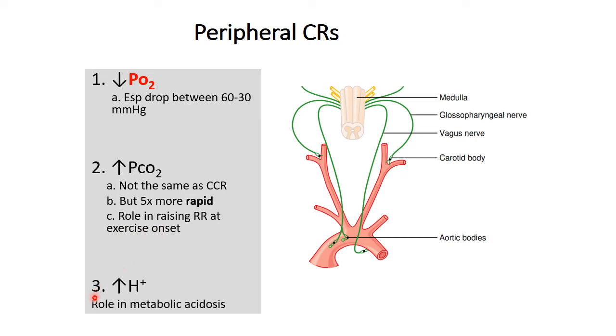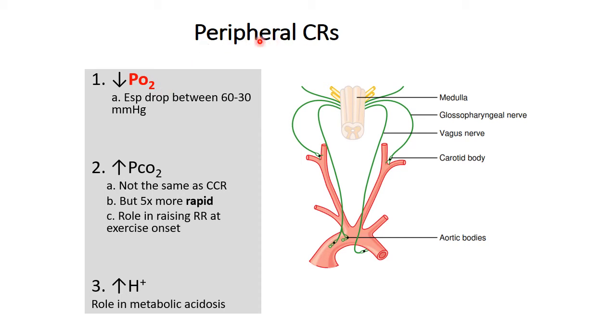Lastly, we have increased hydrogen ions themselves. So increased hydrogen ions also affect peripheral chemoreceptors. However, there are a couple of things that you need to understand about this. One is that this effect is independent of this effect. Why did this have to be clarified? Because in the central chemoreceptor situation, you have both of these things together. It's the PCO2, if you remember, which yielded hydrogen ions. So these are connected when we are talking about central chemoreceptors.